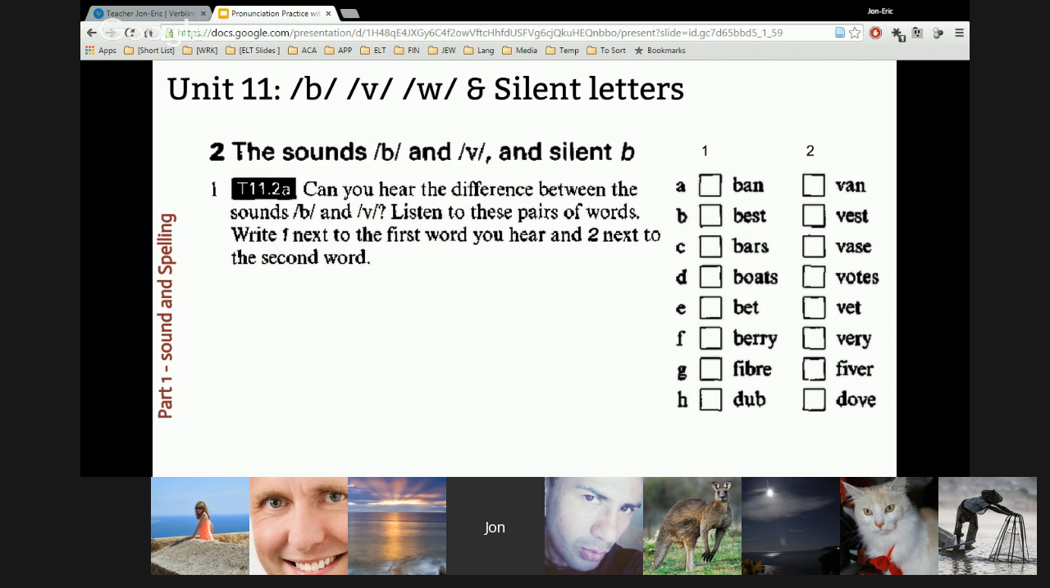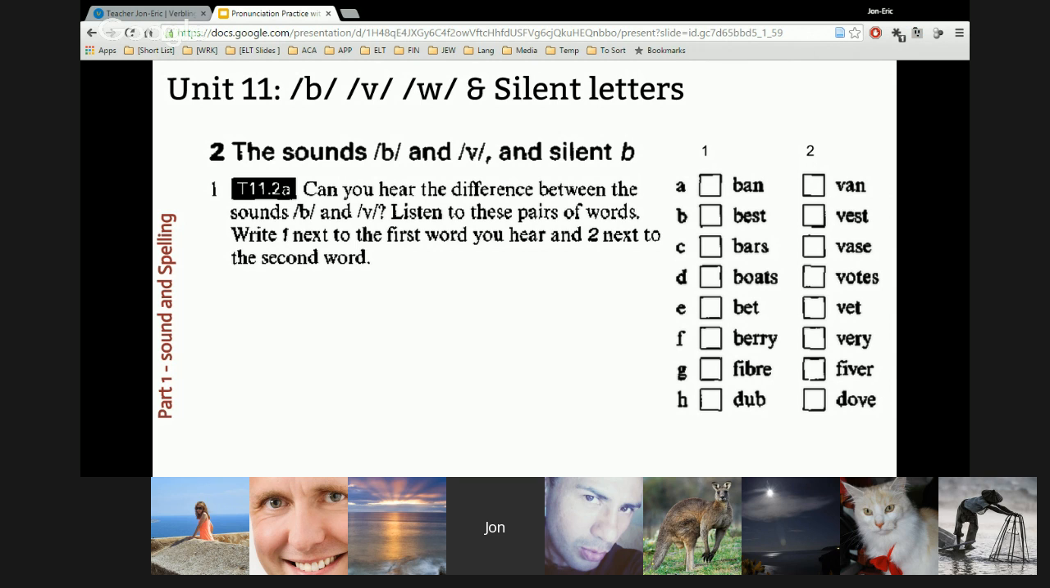Oh, I know why row C is weird. Row C is weird because it's supposed to be in British English. So you're going to hear the difference because I'm American. If I was British, I would say bars, vase. But I'm not British. I'm American. So I say bars, vase. Bars, vase. You should all have heard 1-2. Very obvious. Okay, D, row D.